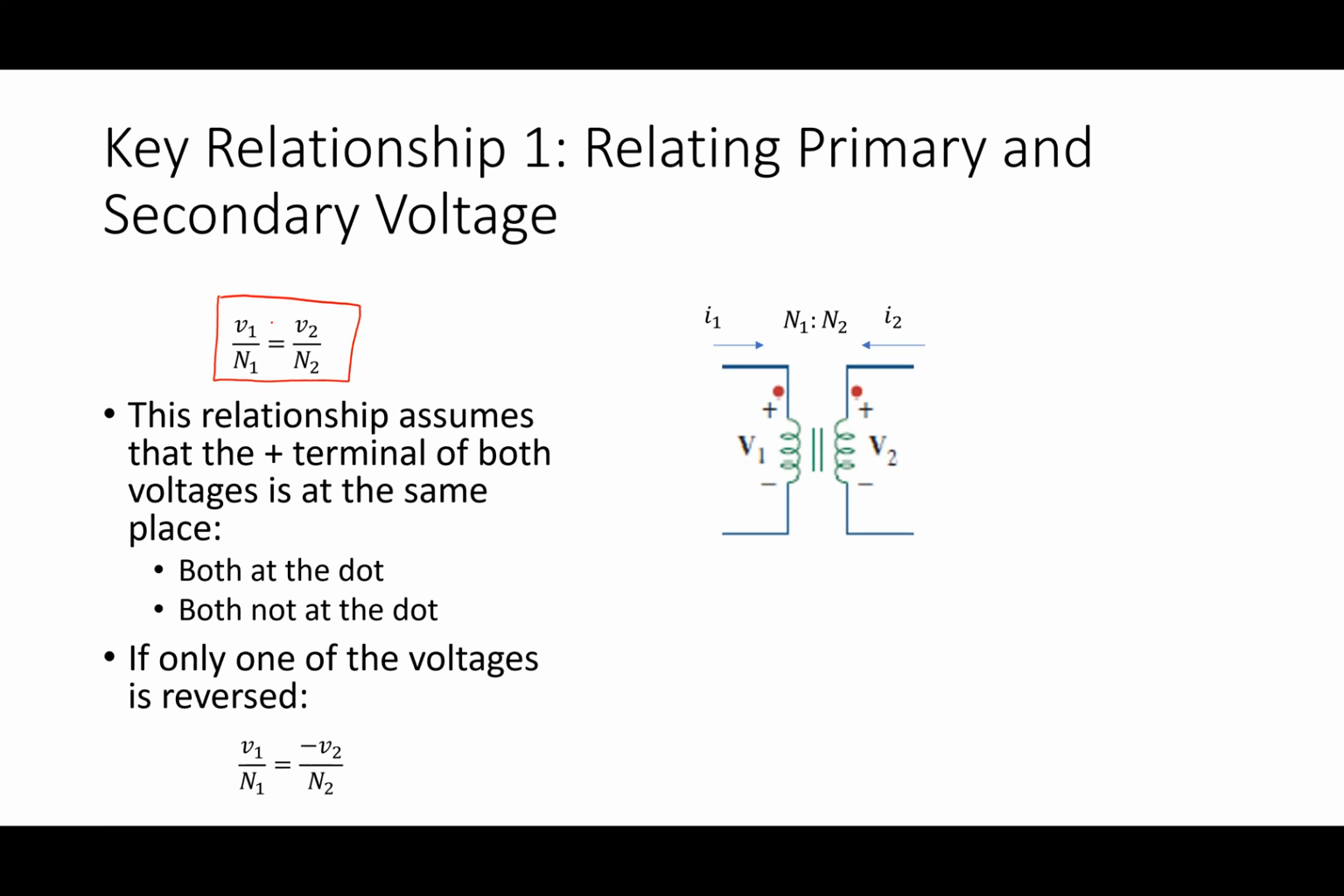Okay, so this relationship makes a key assumption here. We have these dots. A transformer always has these dots. Now, to use a transformer, we always talk about AC voltages, not DC voltages. Why is that? Because it needs magnetism, it needs a flux. DC has no flux.